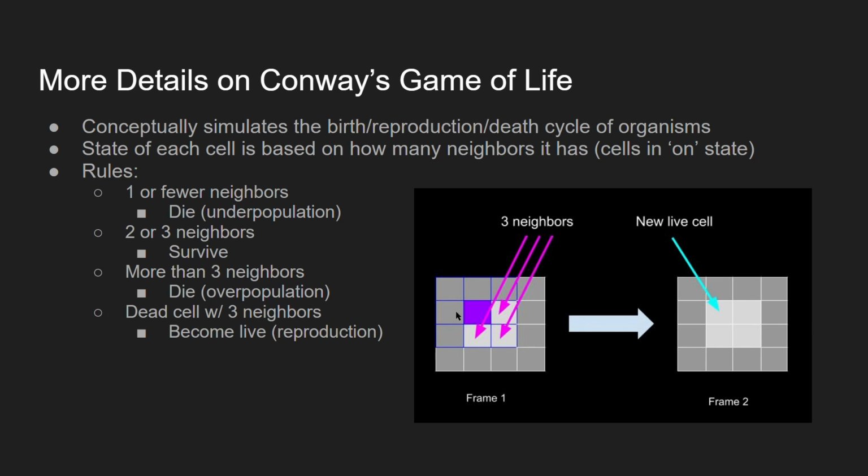So in this case, we go from frame 1, the initial state, to frame 2. We can see that this cell here was off, was dead, and because it has 3 neighbors, looking at the last rule here, it becomes live. So now we have 4 live states. And the other cells, by the way, all have 2 neighbors, so under this rule, they survive.